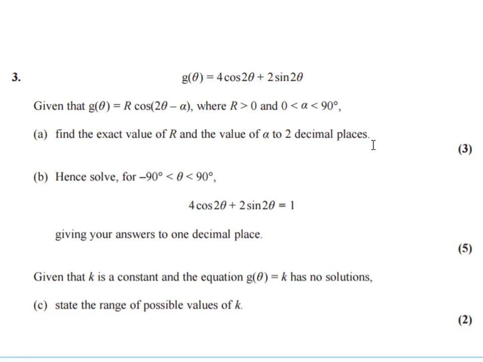Part B. Hence, solve for negative 90 degrees is less than theta is less than positive 90 degrees, 4 cosine of 2 theta plus 2 sine of 2 theta equals 1, giving your answers to 1 decimal place. Given that k is a constant and the equation g of theta equals k has no solutions, state the range of possible values of k.